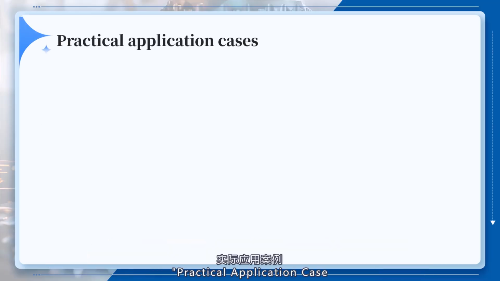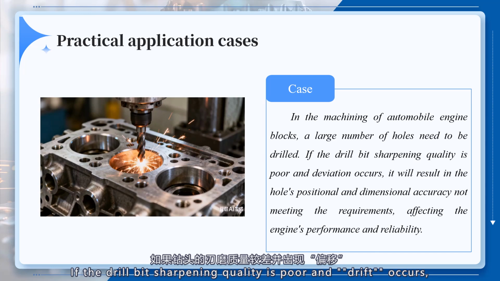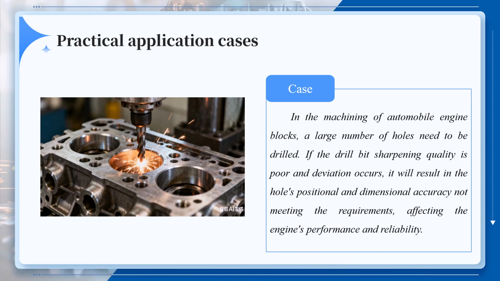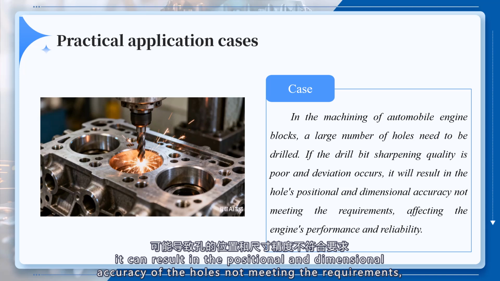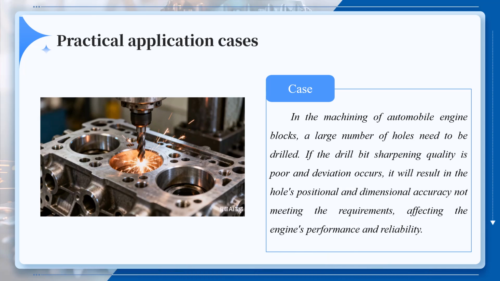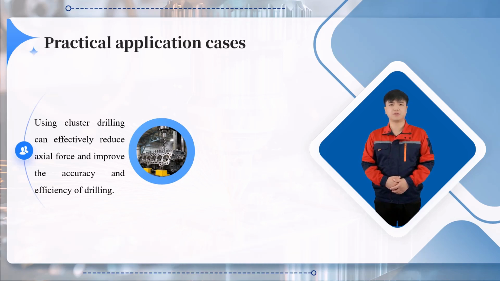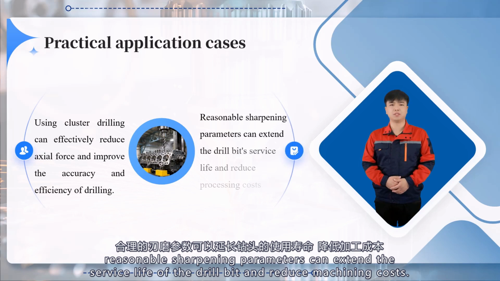Practical application case. In the machining of automobile engine blocks, a large number of holes need to be drilled. If the drill bit sharpening quality is poor and drift occurs, it can result in the positional and dimensional accuracy of the holes not meeting the requirements, thereby affecting the performance and reliability of the engine. Using cluster drills for machining can effectively reduce axial force and improve the accuracy and efficiency of drilling. At the same time, reasonable sharpening parameters can extend the service life of the drill bit and reduce machining costs.